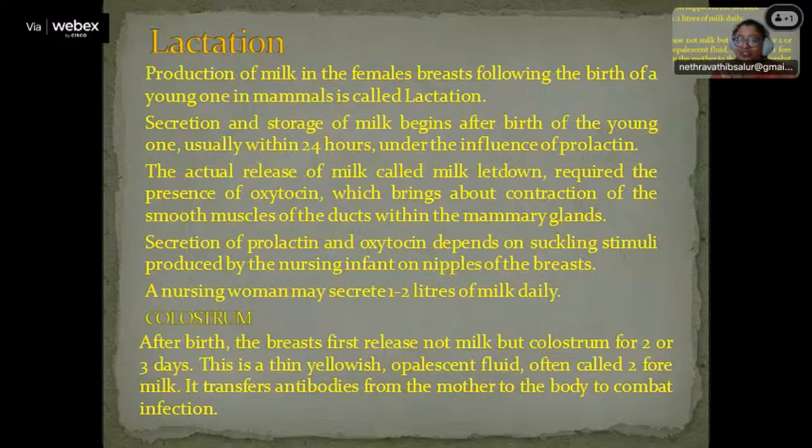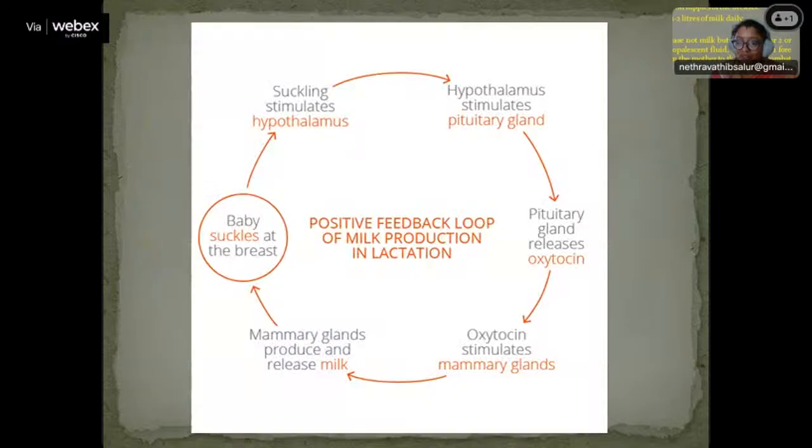The milk of the mother is always called amrita. Why? Because it is the one which protects the child from all the antigens which it is going to be facing throughout its life. So this is about human reproduction, which I have tried to convey to you.